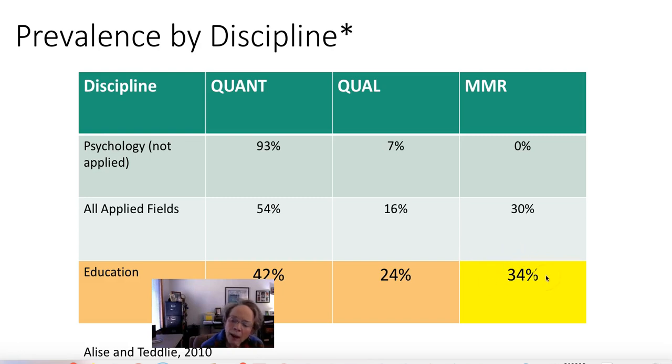But the bottom line is many people come up with a very similar number to this, saying slightly more than a third of publications, even in top-tier journals, are mixed methods research. So don't let anyone tell you that this is a rare thing.